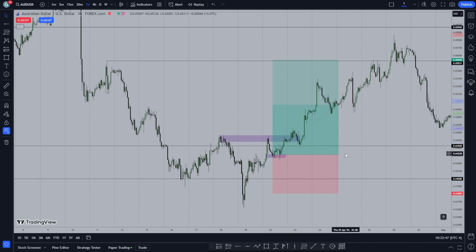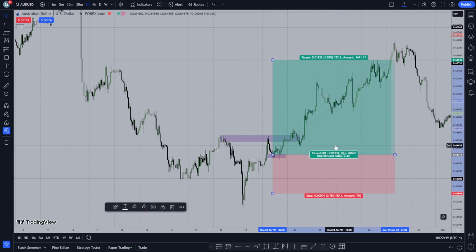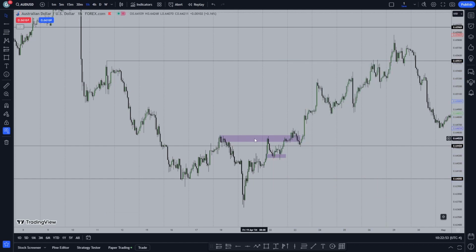Okay, and then that can be your target. You can hold the trade for a few days, and your target will get hit. So now this is how you can frame the trades on the 1H time frame with the daily time frame bias.